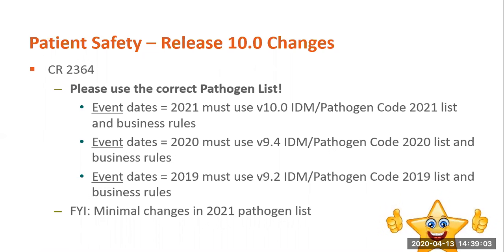CR 2364 is for the annual pathogen codes list update. This year, there are minimal changes to the pathogen list. Please be sure to use the correct list based on the date of event. And I will now turn it over to Heather.